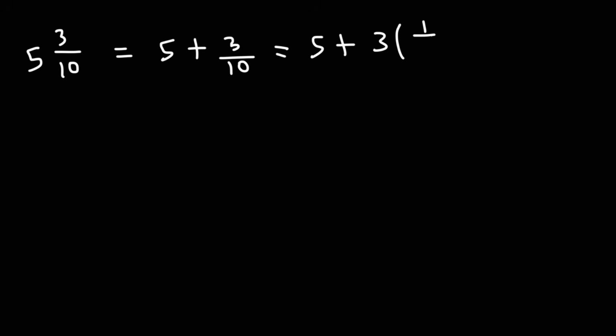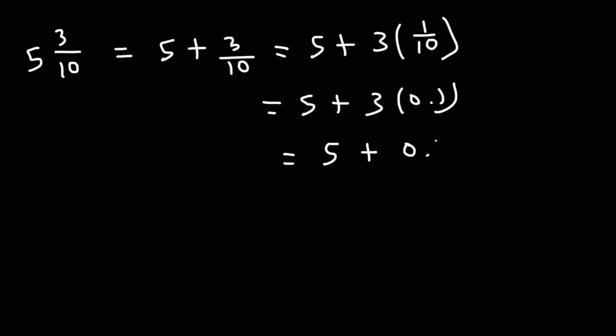Now let's say if we want to find a value of 5 and 3/10. This is going to be 5 plus 3 over 10. And 3 over 10, we can write that as 3 times 1 over 10. 1 over 10 is 0.1. 3 times 0.1 is 0.3. So we have 5 plus 0.3, which is 5.3.